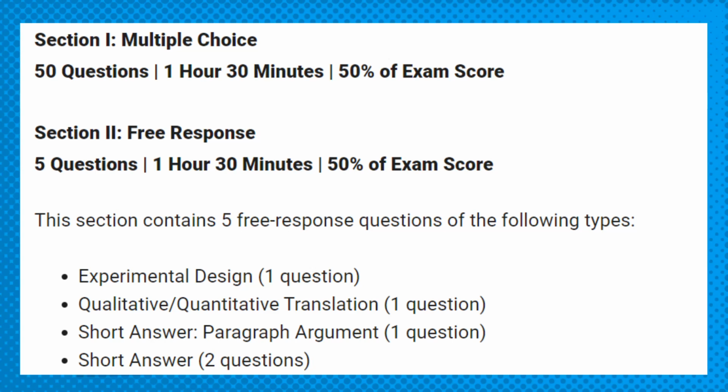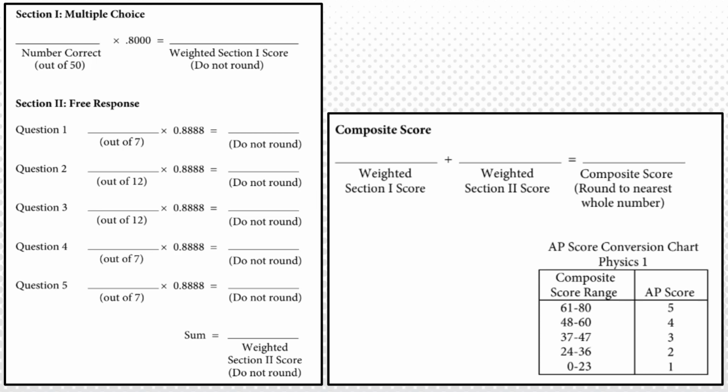Now, in terms of scoring this test, this is the way that they score it. They're going to take the number of questions you got correct out of the 50 multiple choice. They're going to multiply it by 0.8 and give you some value. Then they're going to score your free response. And those free response questions are out of 7 or out of 12 points, depending on the question. The one that you just did, it says on there is out of 7 points. So this would have been a 7-point question.